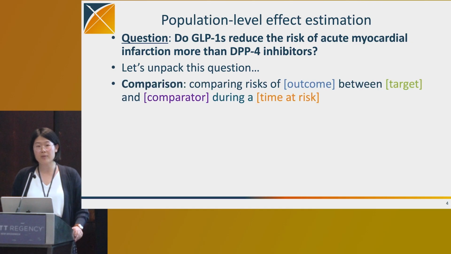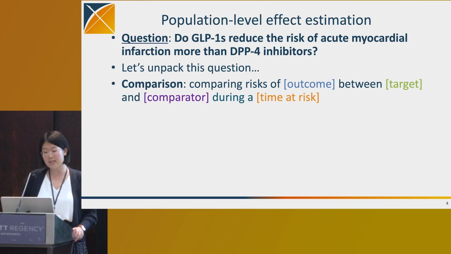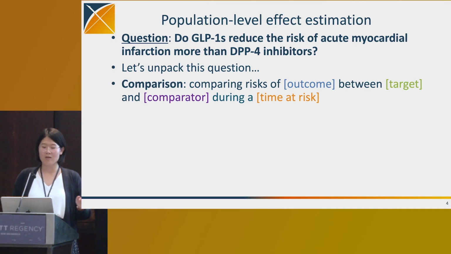Questions like this can be summarized into this template. We're doing a comparison study. We're comparing risks of a health outcome between a target treatment and a comparator treatment during some time at risk. So can someone tell me, if you look at the question and this template, let's match the terms. What is the outcome that we're interested in here? Do I get any volunteers? Myocardial infarction. Can be more specific. Excellent. So the outcome we study is acute myocardial infarction.